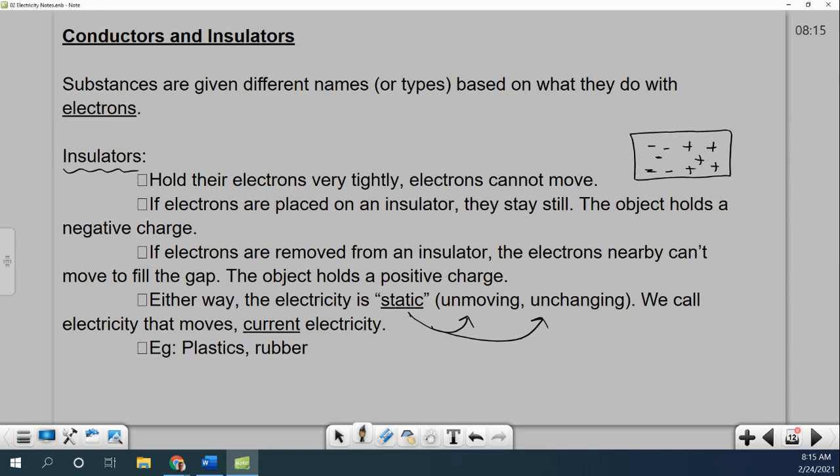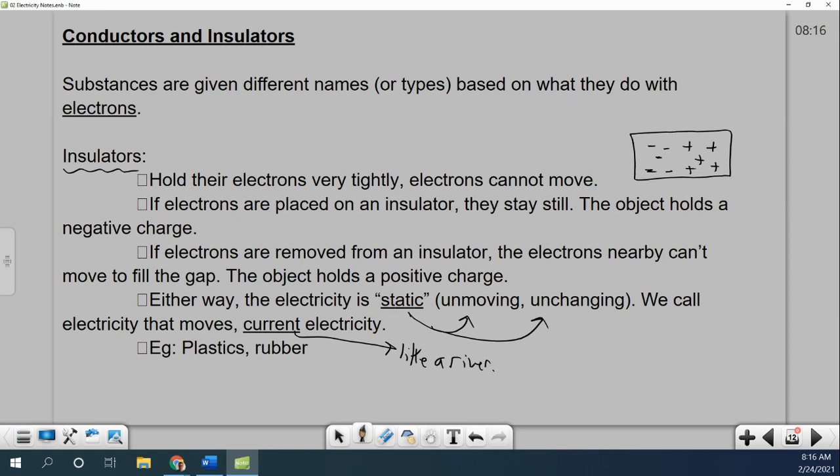We're going to look at electricity that does move. We call that current electricity. Current, not like today, but current, like a river. It flows. So static doesn't move. Current electricity, which we'll look at later, does move.